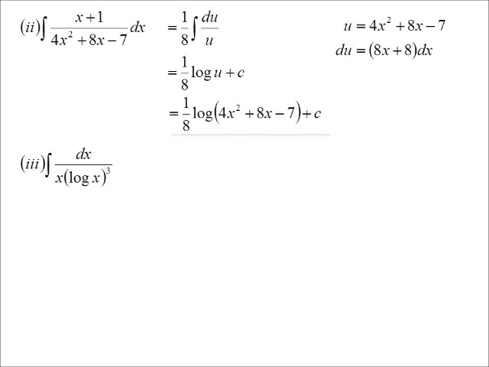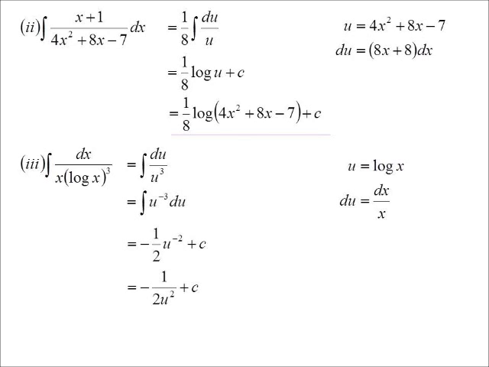dx on x log x cubed. In this case, it's the log x which is causing me the problem, because it's the bit that's cubed. So u is equal to log x. du would be dx on x. So this one tidies up to be du on u cubed, or u to the negative 3. Add 1 to the power over the power. Sub u back in, and I get 1 on 2 log x all squared.